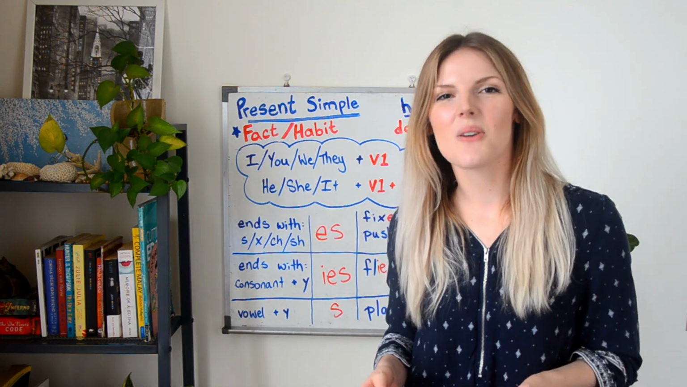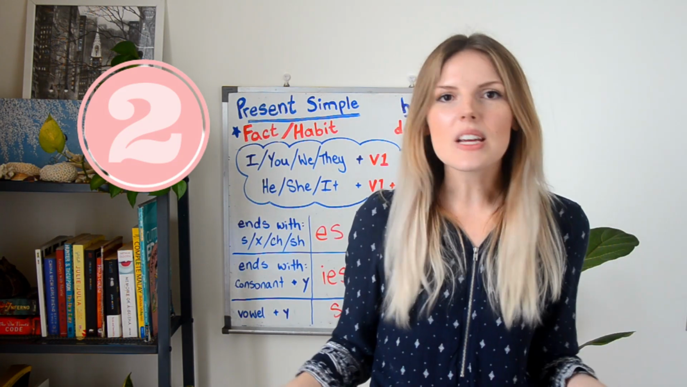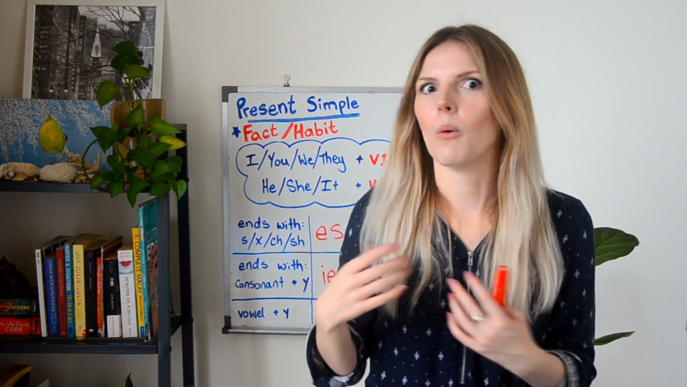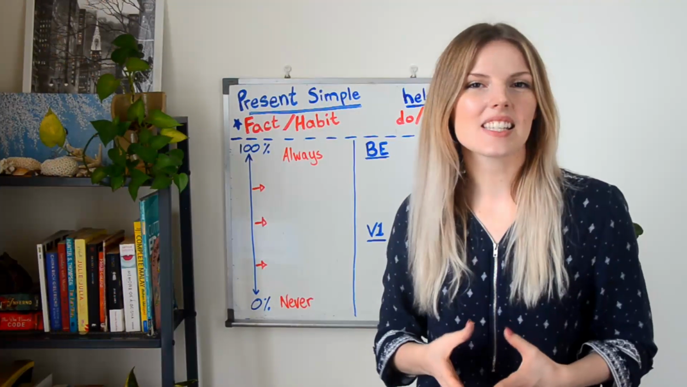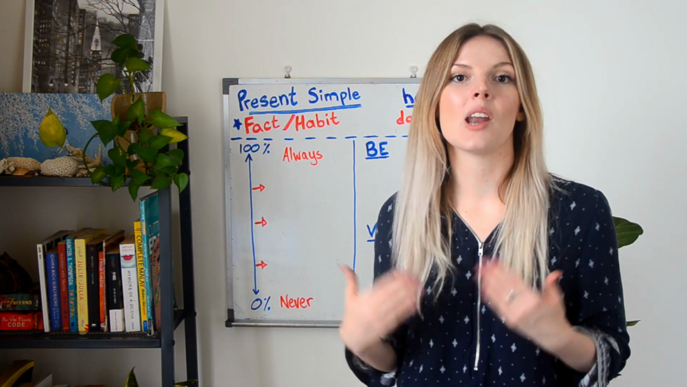Now let's move on to our second most common mistake, frequency words. How do we use them? Where do we put them? What do we do with them? Frequency has to do with habit, things that happen more than once.